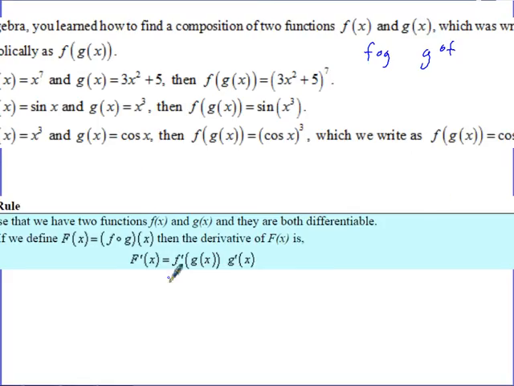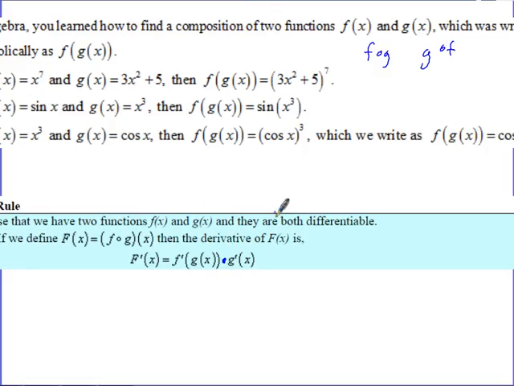Okay? So here is my chain rule. This is the important part. So this is the actual rule. Suppose we have two functions, f of x and g of x, and they are both differentiable. If we define f of x as the composite, then the derivative is this, f prime of the original g times g prime. Okay? So this is important. I need you to copy it down.